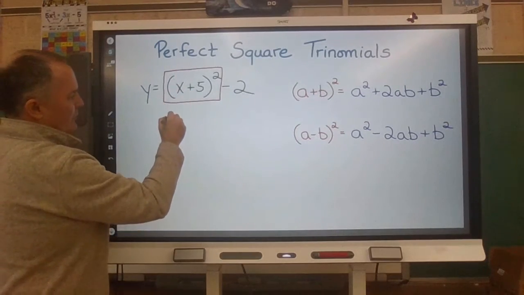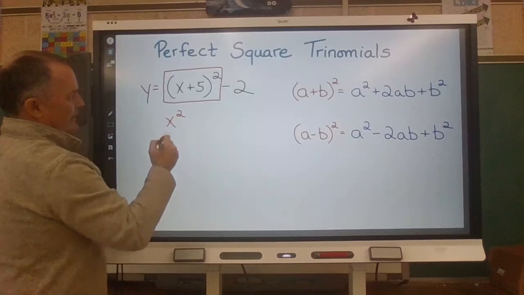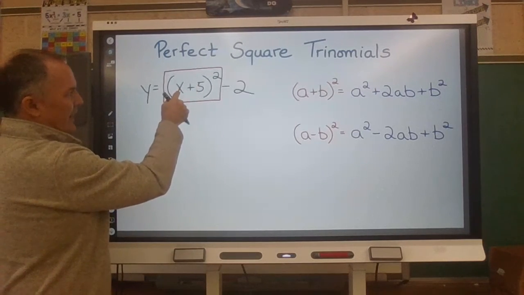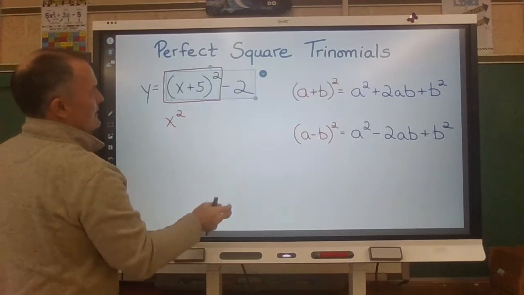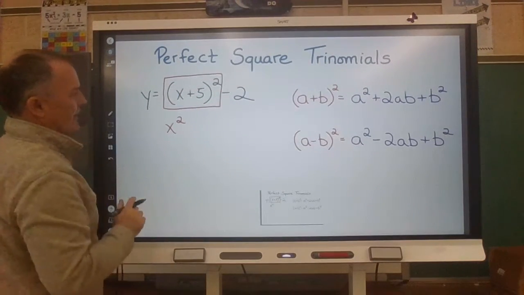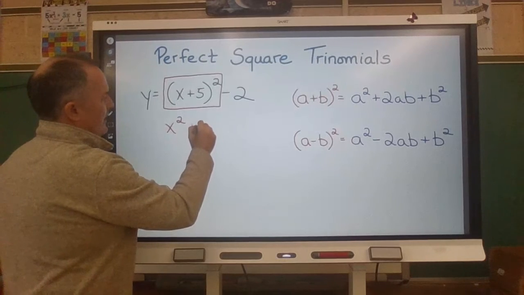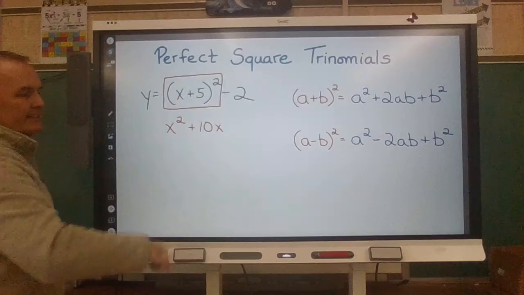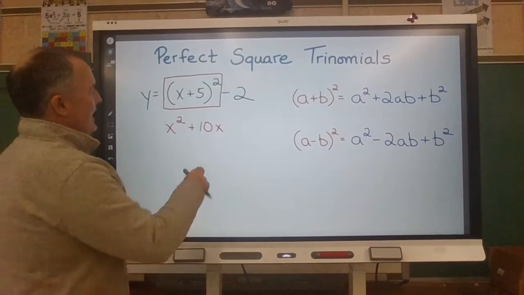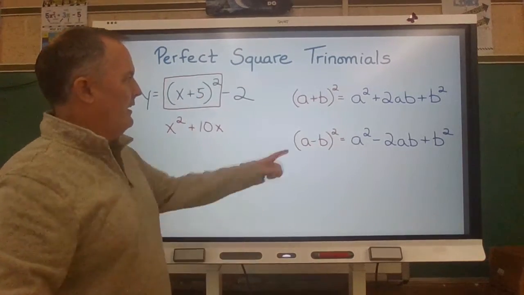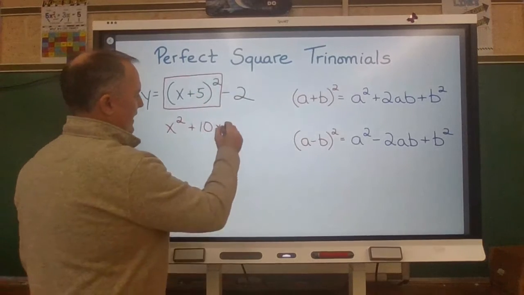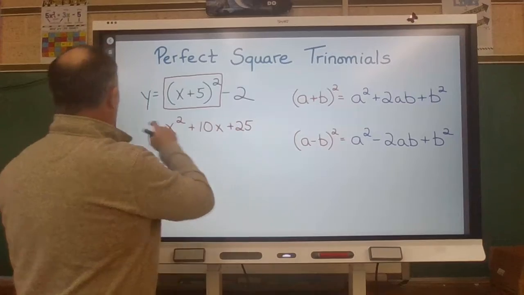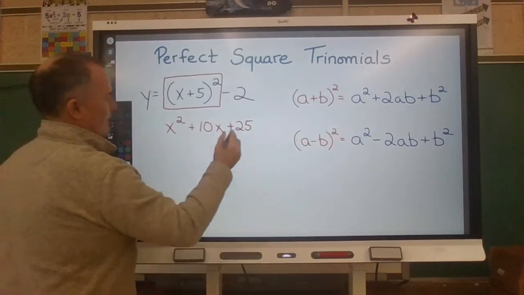I'm going to square the first one, x squared, and then 2 times 5 times x. 2 times 5 is 10. So I have 10x. 2 times 5 is 10, 10 times x is 10x. And then I'm going to square my b part. In this case, it's a positive 5. So that'll be a plus 25. Now I'm going to drop down my minus 2.